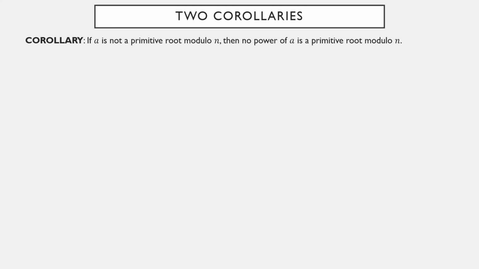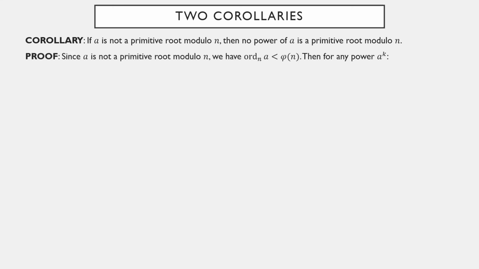We can derive two corollaries from that result. If a is not a primitive root modulo n, then no power of a is a primitive root modulo n. Well, if a is not a primitive root mod n, its order is less than phi of n. Remember, it has to be a factor of phi of n, and if they were equal, it would be a primitive root. So it's a factor of phi of n, but it's not phi of n, it must be smaller.